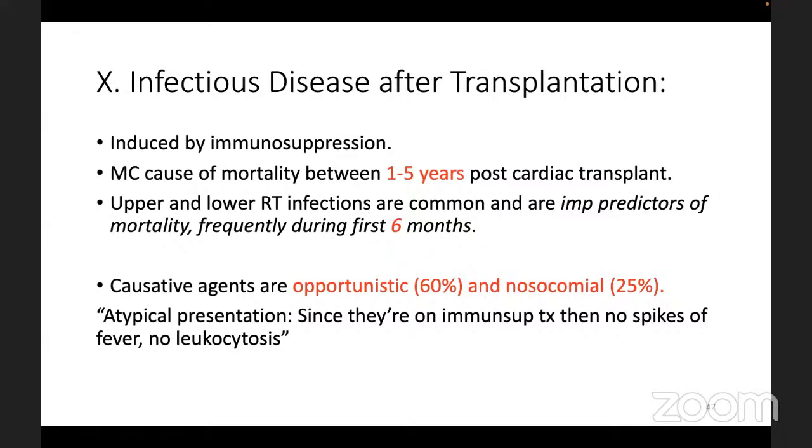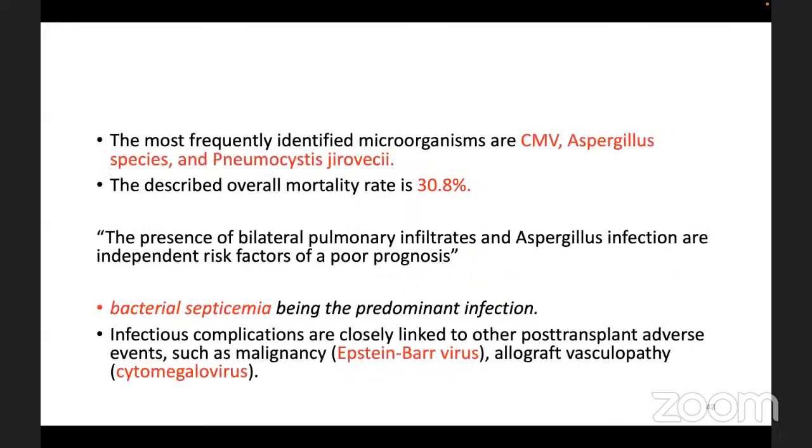Upper and lower respiratory tract infections are common, and they are important predictors of mortality within the first 6 months post-transplant, because causative agents are usually opportunistic in 60% and nosocomial in 25%. The thing here is that the patient may present with an atypical presentation. Because they're on immune suppression, they may not have any spikes of fever or leukocytosis.